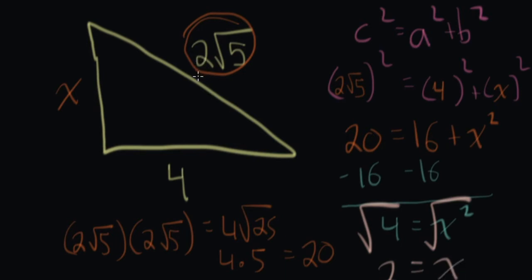So don't be freaked out if you do have some radical stuff as an actual side. It's not too bad. You just plug it in. It works the exact same way, and just use all your radical skill knowledge, and you will be absolutely fine. So there's a little bit of information on good old Pythagoras, and let's move on to challenge.